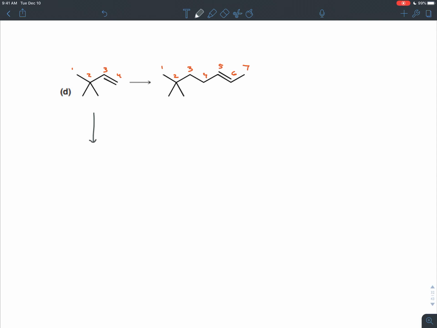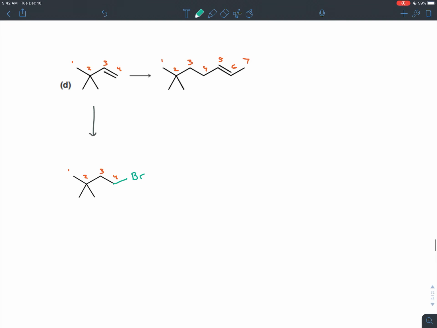Now in this case, we know this has to be the alkyl halide because it won't work as a terminal alkyne. So we really want to turn it into this molecule here, where we have a halogen on carbon number 4, a leaving group there, because we want the nucleophile to attack carbon 4 so that we form this new bond here.